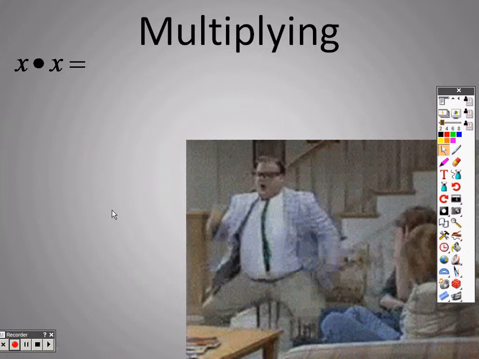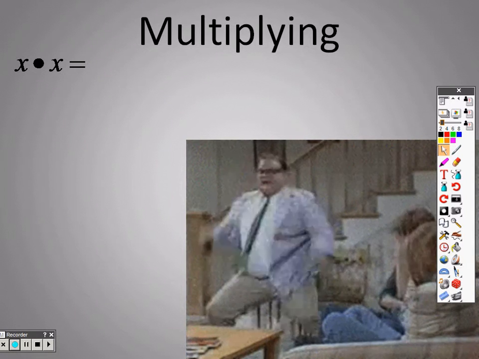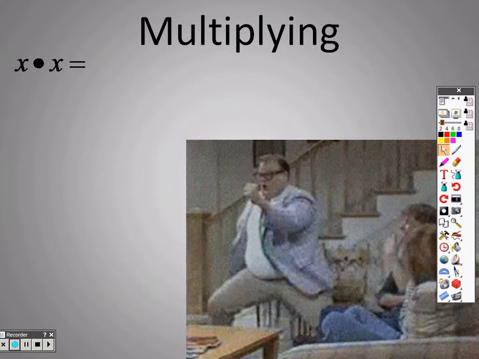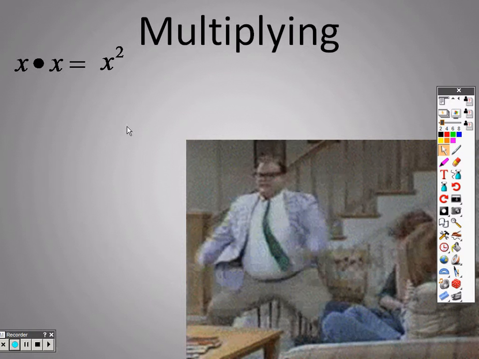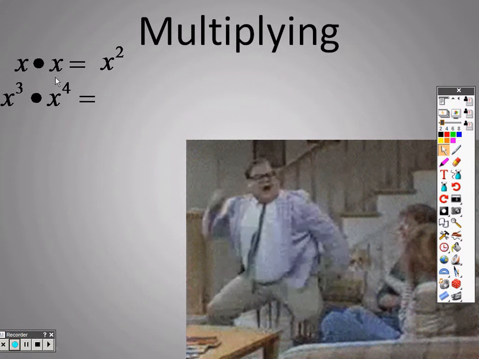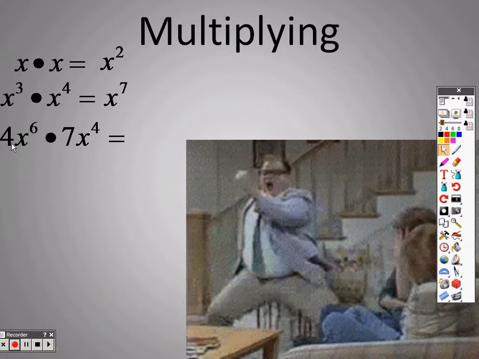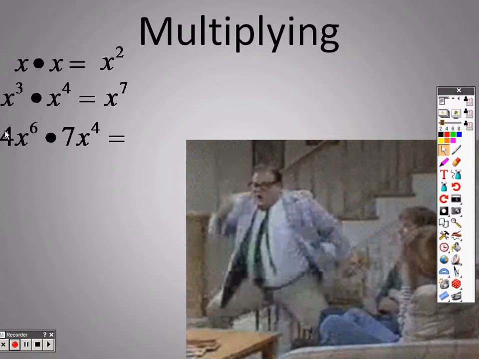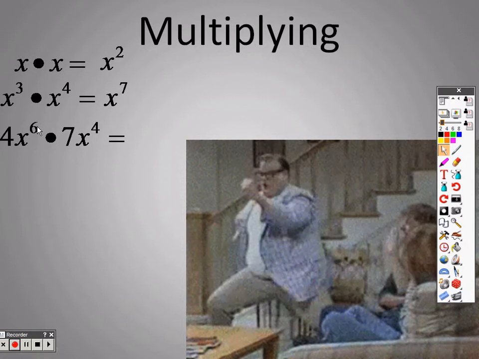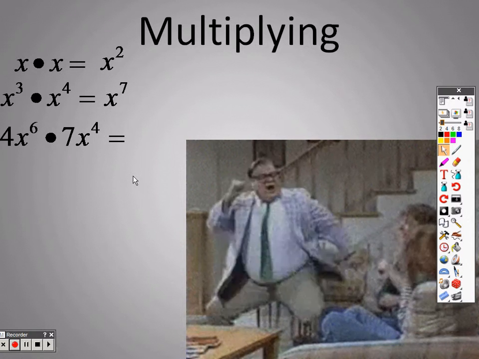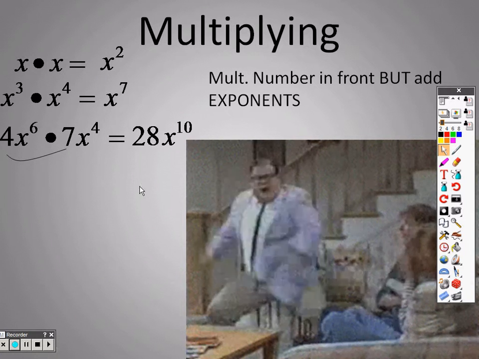Multiplying, however, is different, and we talked about this already in 6.1. When you multiply, all you do is add the exponents. So 1 and 1, that is x squared. Remember, all I'm doing here is adding the exponents, so 3 and 4 is x to the 7th. When you multiply the numbers first, 4 times 7 is 28, and you just add the exponents again. So x to the 6th and x to the 4th, that's x to the 10th. So we get 28x to the 10th.